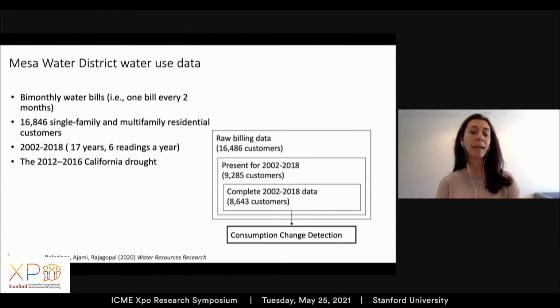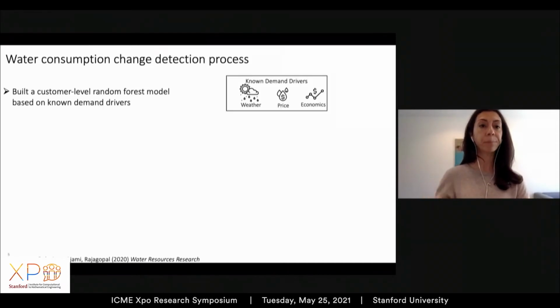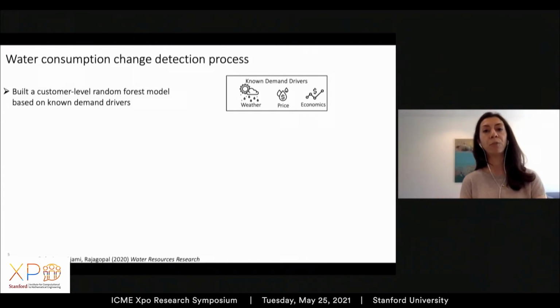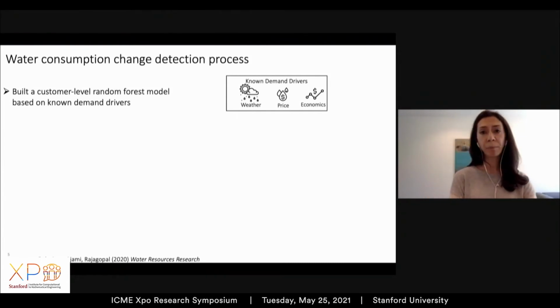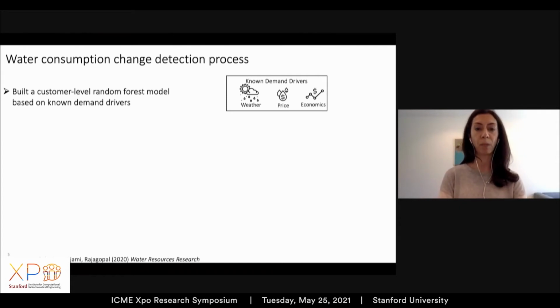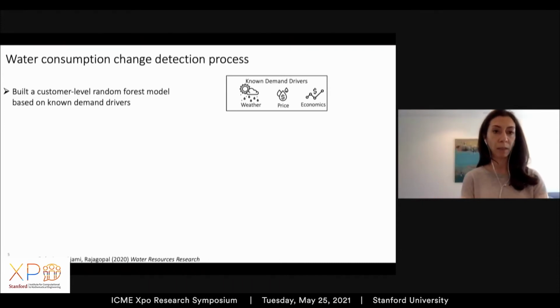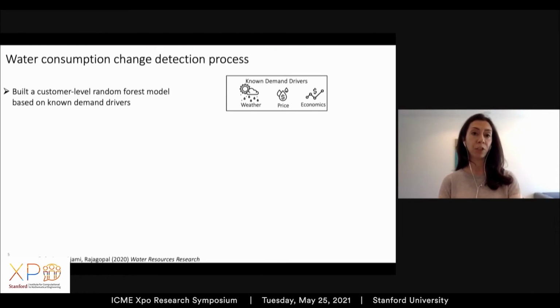And we wanted to focus on the recent severe drought in California between 2002 and 2016. To better understand how people respond to droughts, we built these customer level random forest models using some of the known demand drivers. Often demand is assumed to be driven by the weather, the temperature, the precipitation amount, the price of water. People respond to how much they're paying for water, or also unemployment. If people are under financial stress, they may change their behavior.